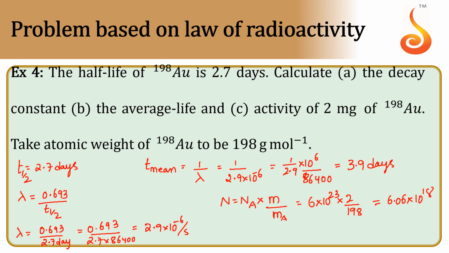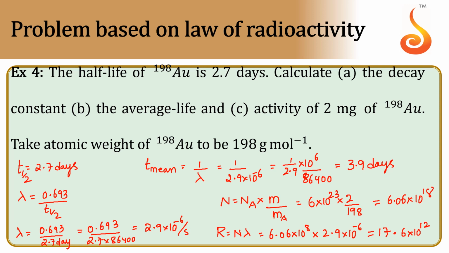So we need to calculate activity. Activity is equal to N lambda. So N is 6.06 into 10 power 18 into lambda, which is 2.9 into 10 power minus 6. So the activity value we get is 17.6 into 10 power 12 disintegrations per second.